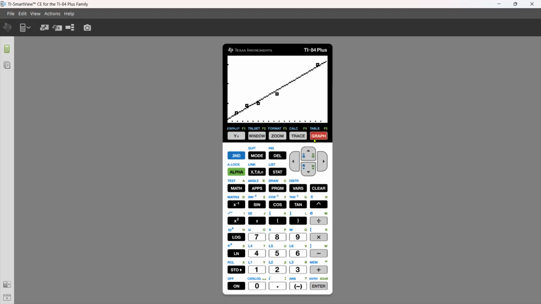Now, if you hit graph again, you'll see the regression line. Once you put it in, you just press graph right now? Yes. Press graph. Oh, nice, and you should see the regression line.